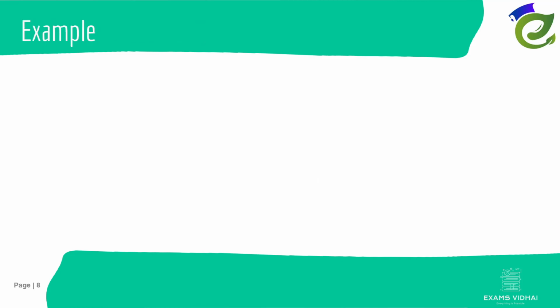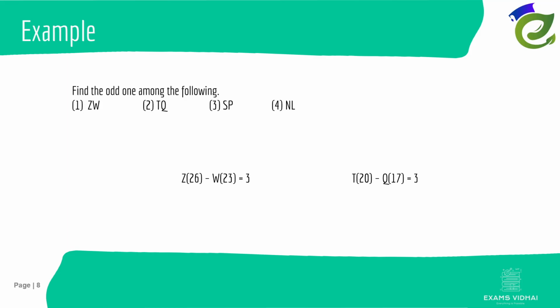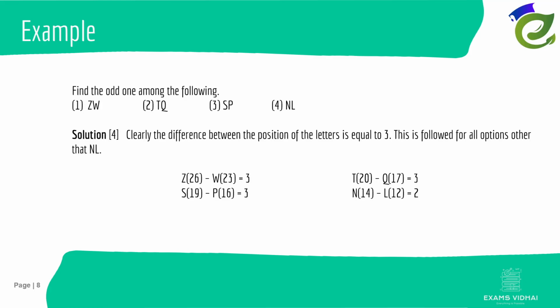Okay, so let us try and solve a question on alphabet classification. The question says, find the odd one among the following: ZW, PQ, SP, and NL. As you can see here, we have to compare the difference of forward order position of the two letters. So Z, which is the 26th letter, minus W, which is the 23rd letter, is equal to 3. And a similar rule follows for option 2 and option 3. But for option 4, that is NL, the difference between the forward order positions is 2. So it is the odd one out. So the correct answer is option 4.